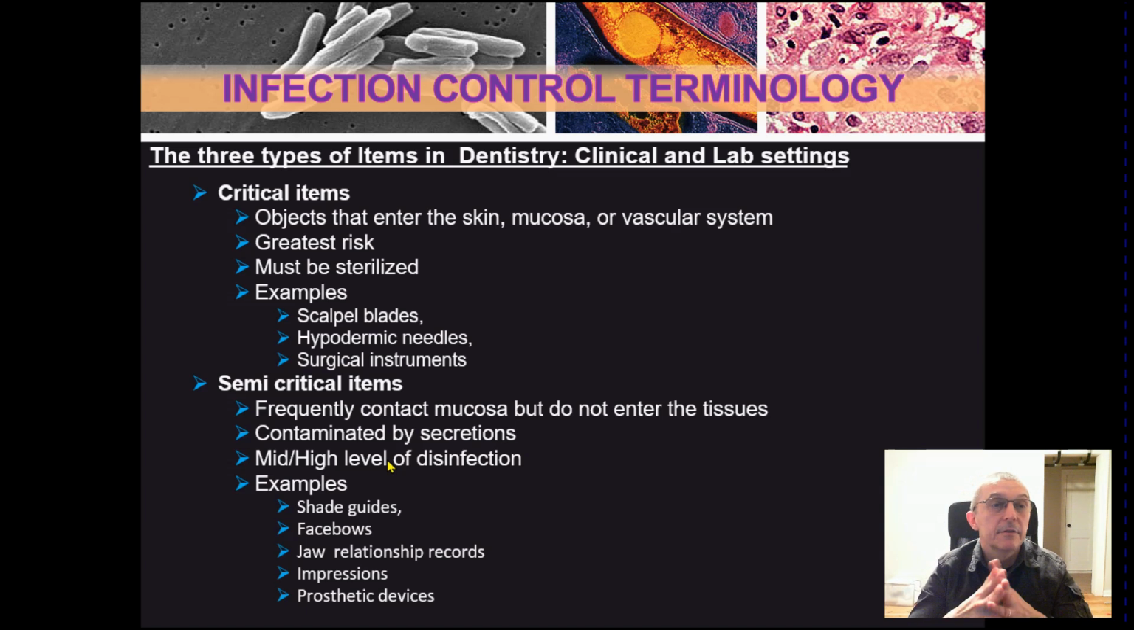Obviously, some of the examples of these are shade guides, face bows, jaw relationship records, impressions, and prosthetic devices. If you look at these things, none of them poke through your skin or enter the skin, so they can generally be just disinfected and reused on a different patient. So these types of things are usually either discardable, or we can just disinfect them and reuse them on other patients.